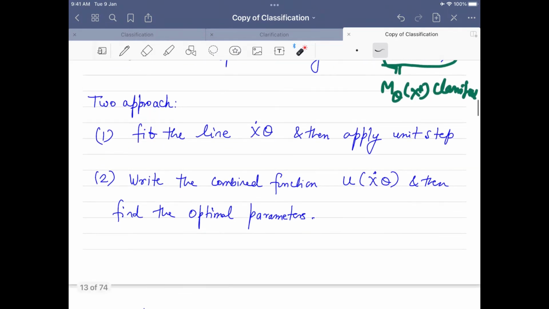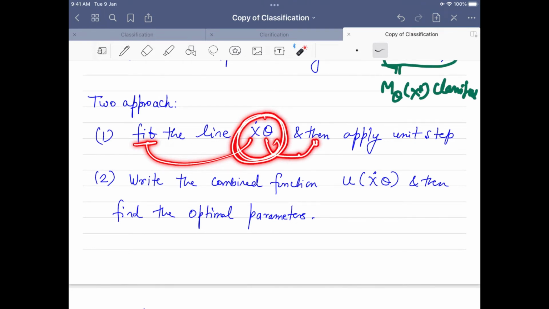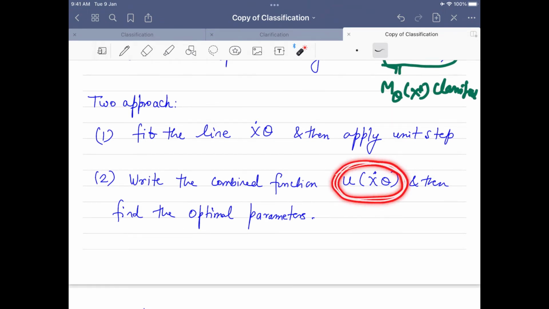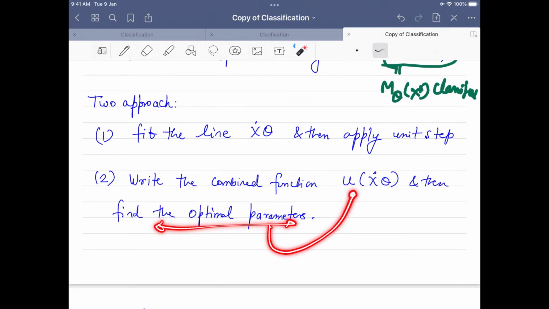The second approach is to write the combined function. So I am writing this as a combined function and then finding the optimal parameters. You find this combined function and then you obtain the optimal value of theta. In the first case, fitting the line means you are already obtaining the optimal theta, and then you are applying a unit step, which creates a problem. Now you are combining the function and varying theta for the combined function. We will see how we can find the optimal parameters for this strategy. So we will use this strategy, we will not use the other one.